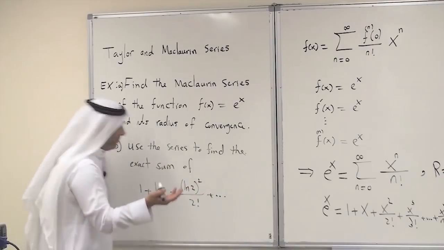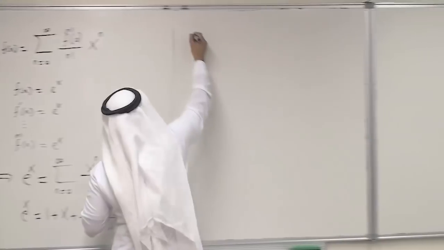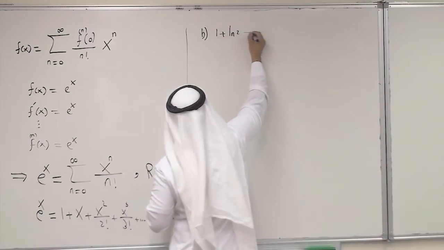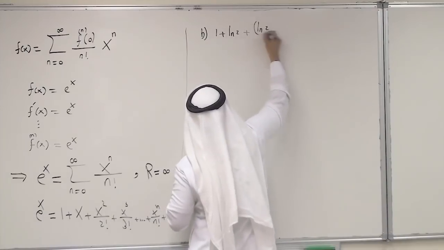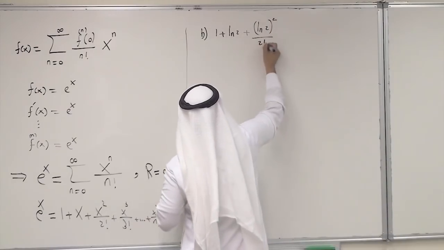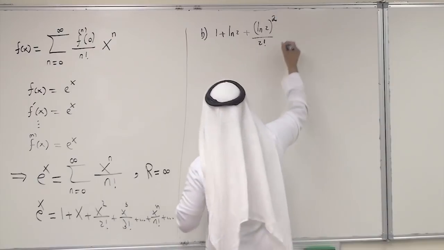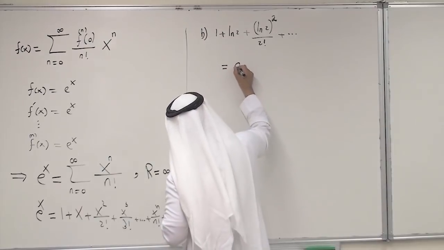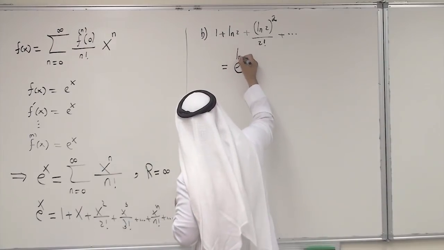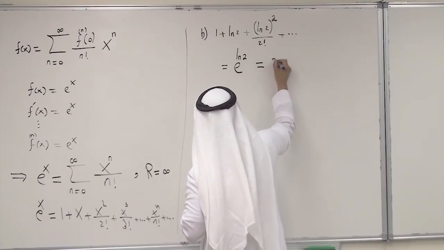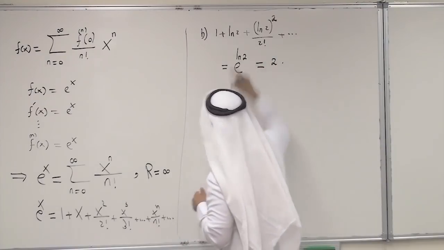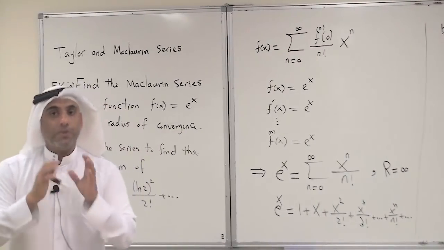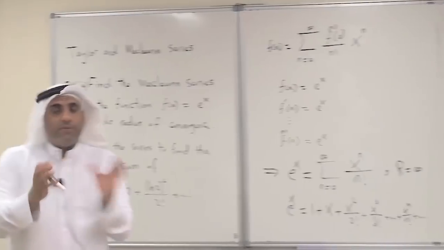So it means that 1 plus, so this is part B, 1 plus ln of 2, plus ln of 2 all squared over 2 factorial plus etc. like this, is nothing but the exponential function evaluated at ln of 2. And you know the answer here is equal to 2, because these are inverse of each other. Okay. We will do the same now for other types of functions.